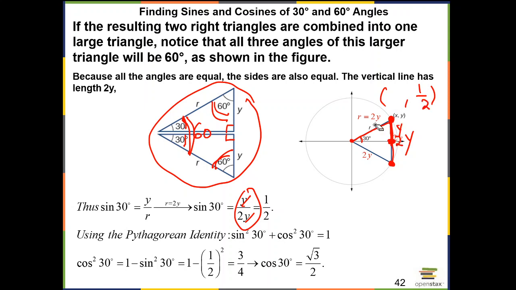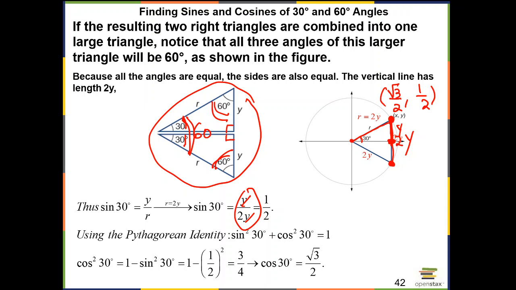What's the cosine? Well, we use the Pythagorean identity. Cosine squared equals 1 minus sine squared, and you just substitute. And again, we need a positive number, so it would be square root of 3 over 2. So now you know cosine of 30 degrees is square root of 3 over 2, and sine of 30 degrees is 1/2.